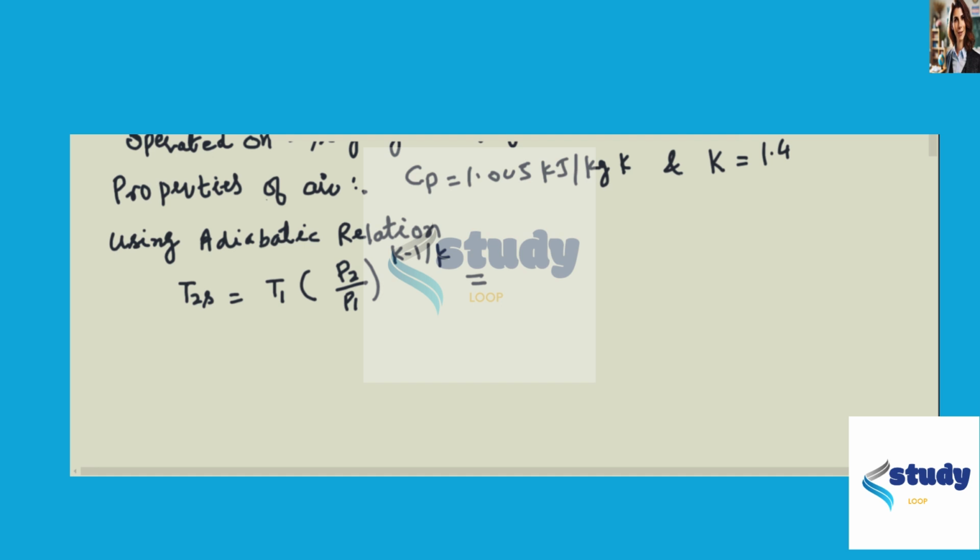Temperature T1 is given 273.2 Kelvin. Pressure compression ratio is given 5 in the problem. Value of K is 1.4. So 1.4 minus 1 divided by 1.4. So you will get 432.4 Kelvin.